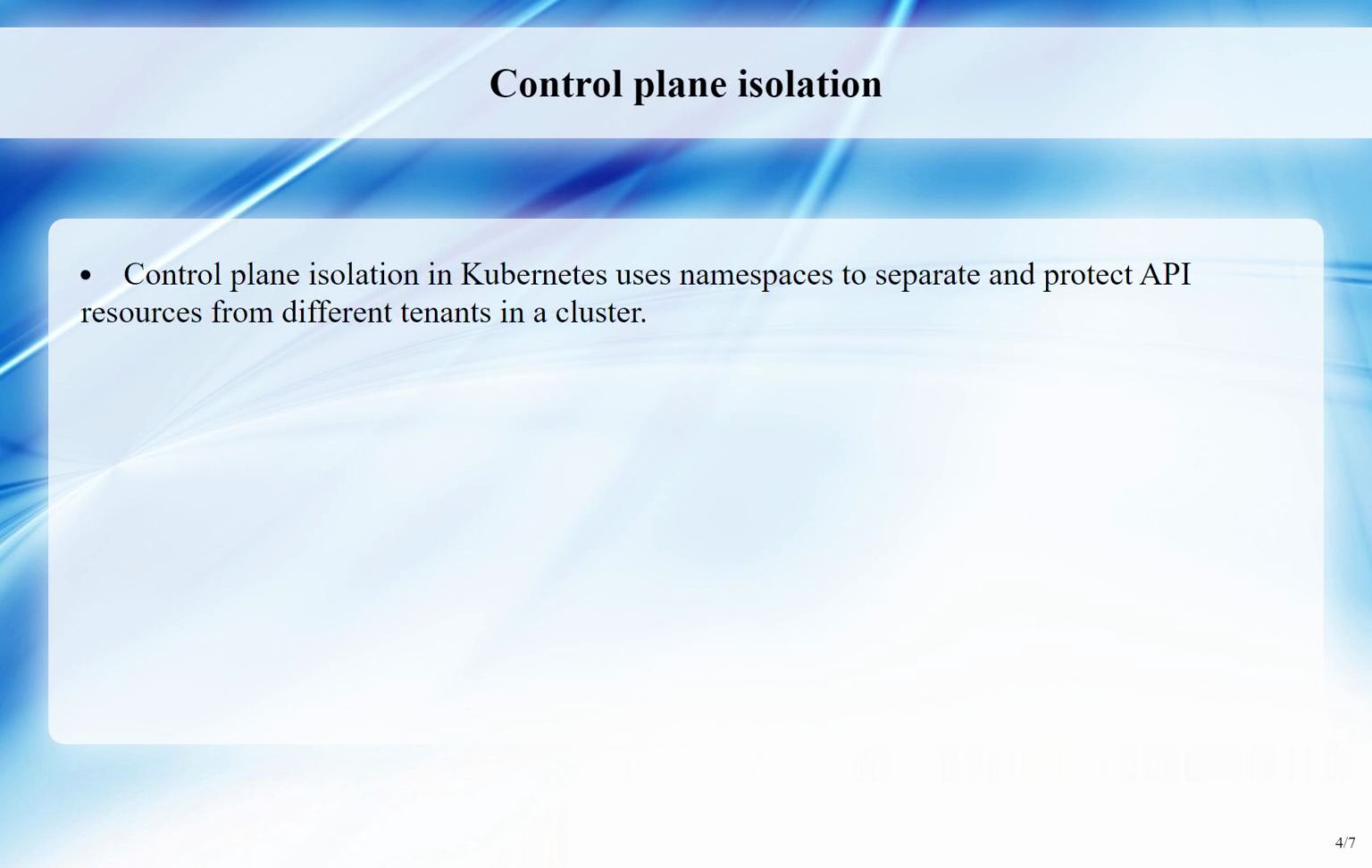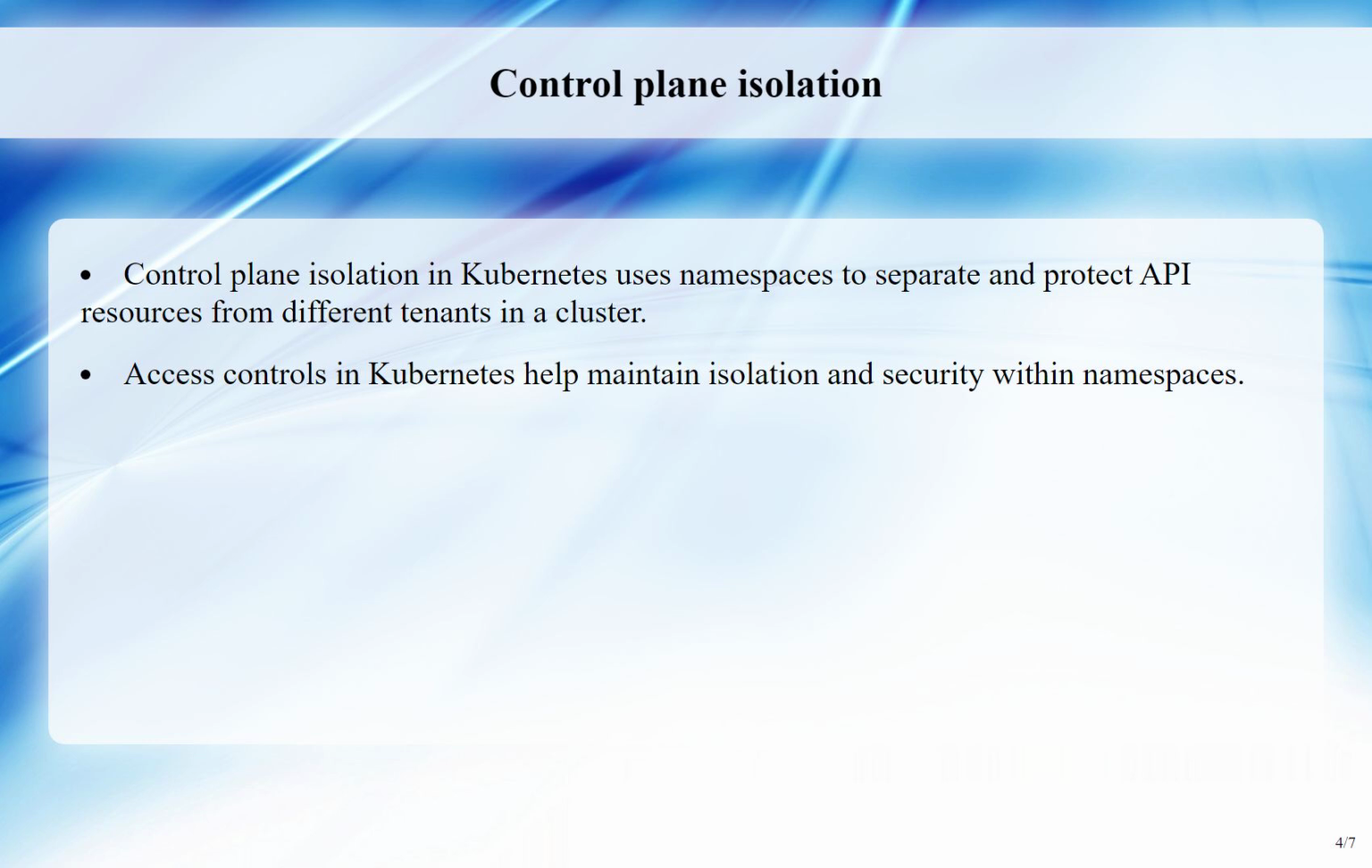Control plane isolation in Kubernetes ensures that different tenants cannot access or affect each other's API resources. Namespaces provide a way to isolate groups of API resources within a single cluster, allowing for overlaps in object names across namespaces. Many security policies in Kubernetes are scoped to namespaces, such as RBAC roles and network policies. RBAC can be used to restrict access to namespaces and ensure the principle of least privilege is followed. Access controls are crucial for maintaining isolation within the control plane.